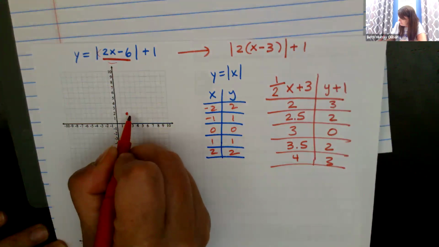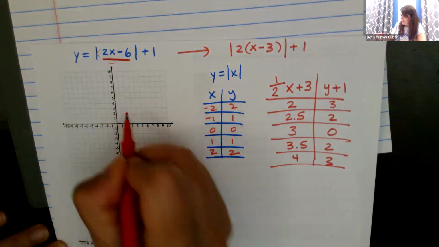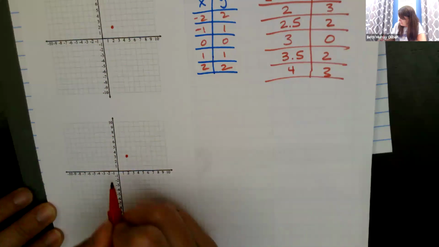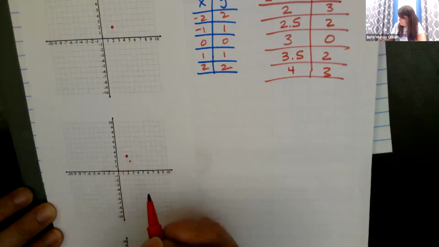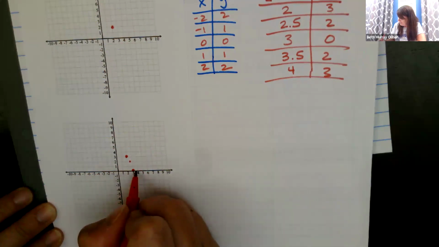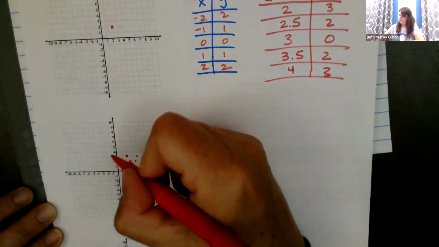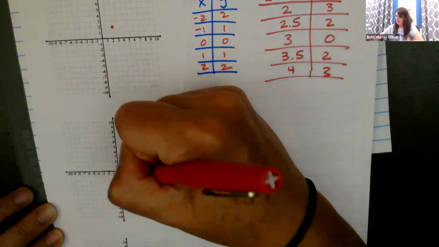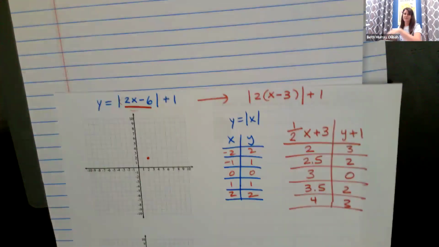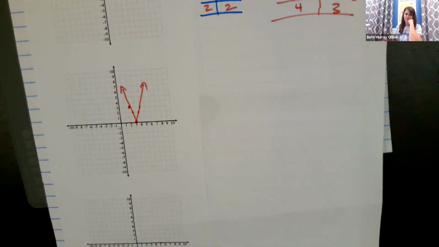Okay. New points, 2, 3, 2.5. Wait, oh, I already made a mistake. I'm going to graph it down here. Sorry. 2, 3, 2.5, 2, 3, 0, 3.5, 2, and 4, 3. So it's skinnier than the ones we've been doing because of the 2. So this would be our graph.